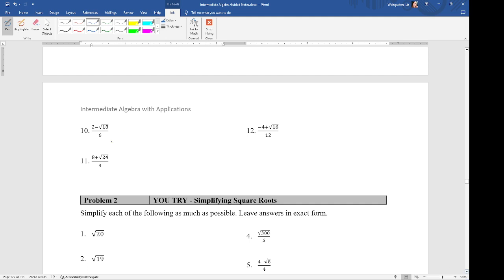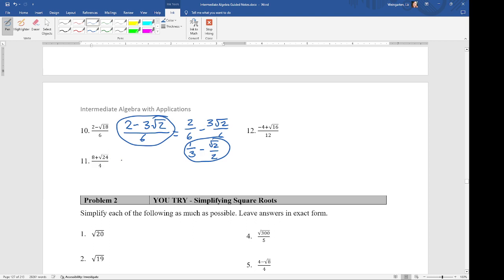All right, 2 minus the square root of 18. 2 minus 3 times the square root of 2 from above over 6. This is a perfectly acceptable solution, but if you wanted to, you could split out the fractions. And then you can simplify further, and we would have 1/3 minus square root of 2 over 2. Both of these are correct solutions.